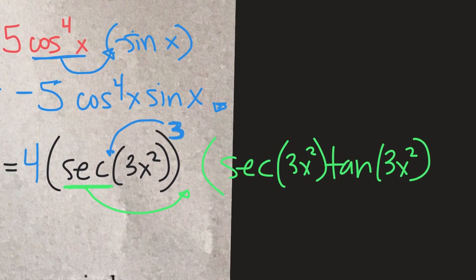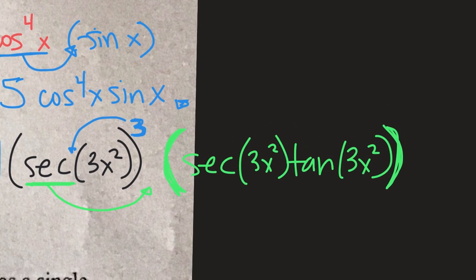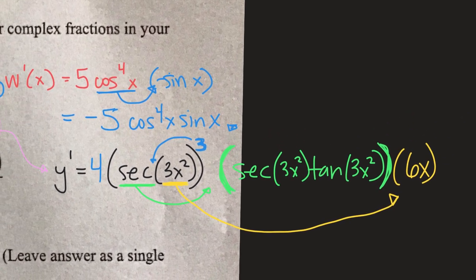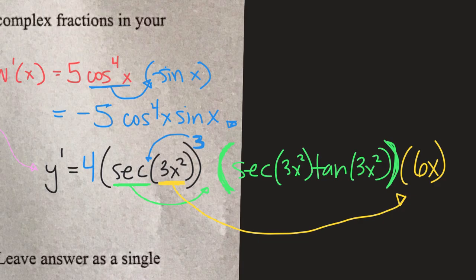Okay, so that is the secant part. We just took the derivative of secant, and we leave the argument, whatever the argument is. This is a pretty complicated argument, 3x squared. It's just showing up everywhere. And now our last thing to do is take the derivative of our thing in parentheses. So what's the derivative of 3x squared? 6x.